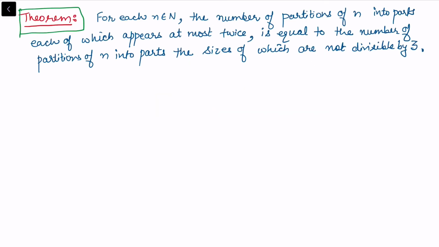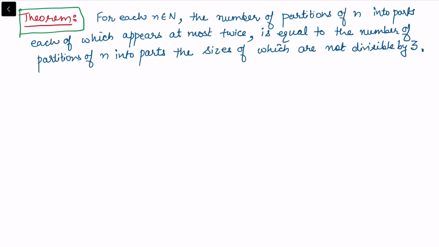Now we consider this theorem, which is another identity. For each n belonging to the natural numbers, the number of partitions of n into parts, each of which appears at most twice, so the condition is that a part size can appear a maximum of 2 times, is equal to the number of partitions of n into parts, the sizes of which are not divisible by 3.